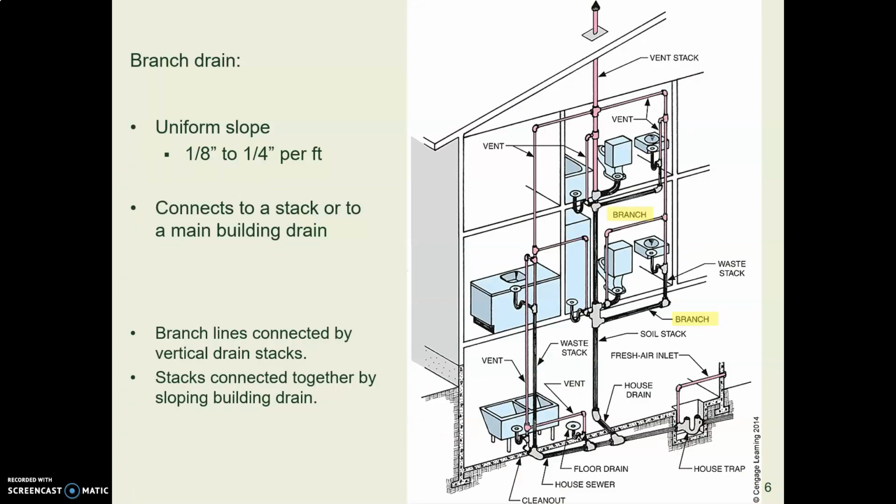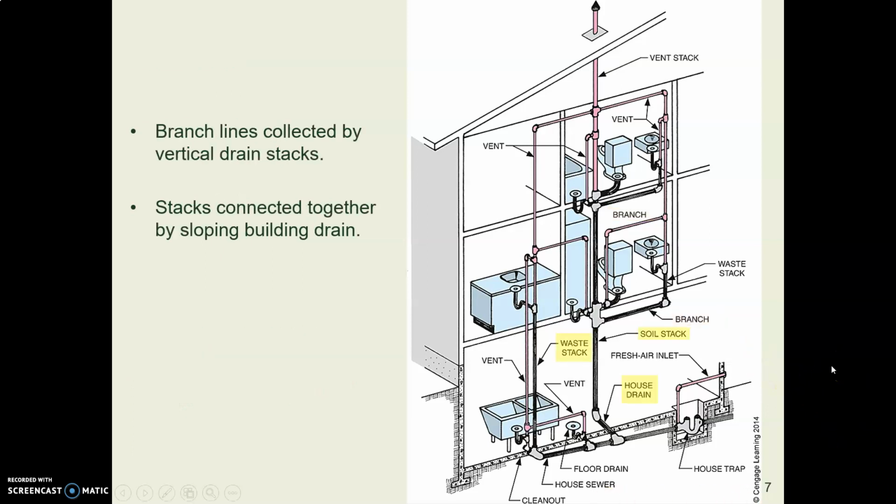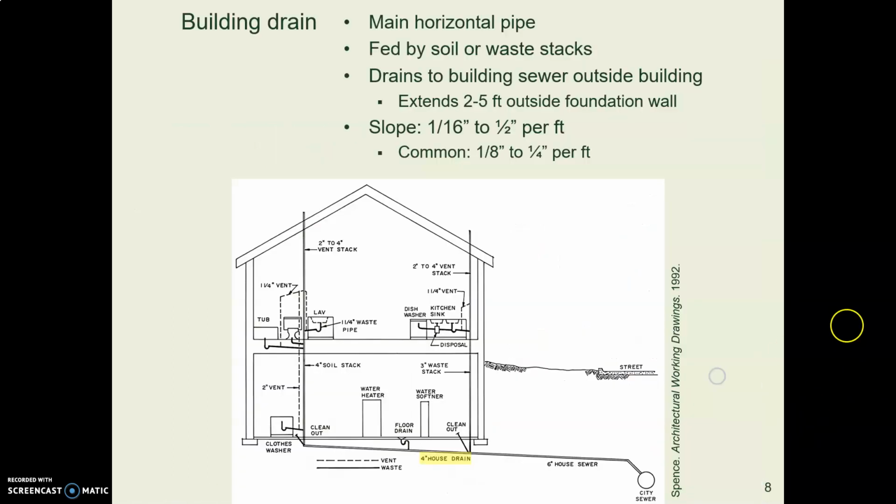Thinking about the idea of trunk of a tree and branches of a tree, just like we did in water supply. In the waste system, there are branch drains that come off the fixtures and feed into the vertical pipes. And they drain into these vertical pipes. These pipes are called stacks. A stack is a vertical pipe. Then the stacks feed into the main drain under the house.